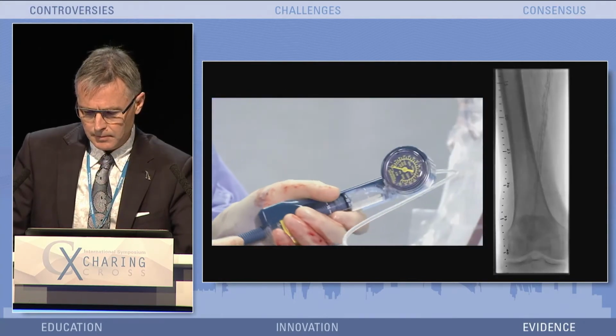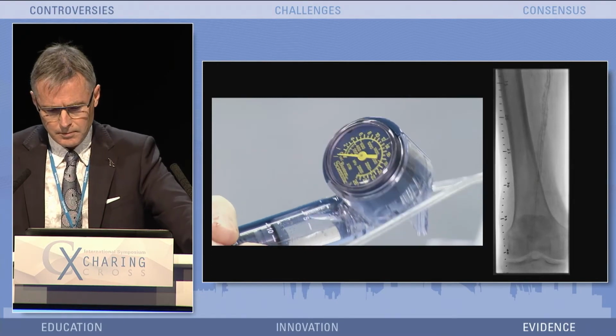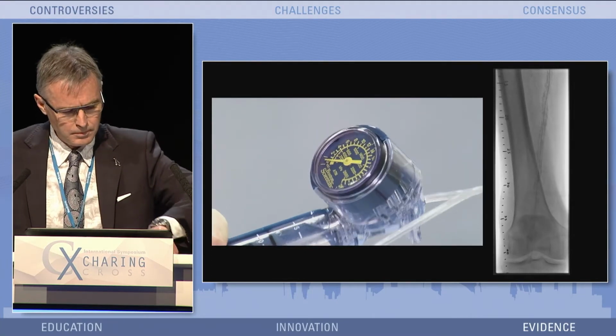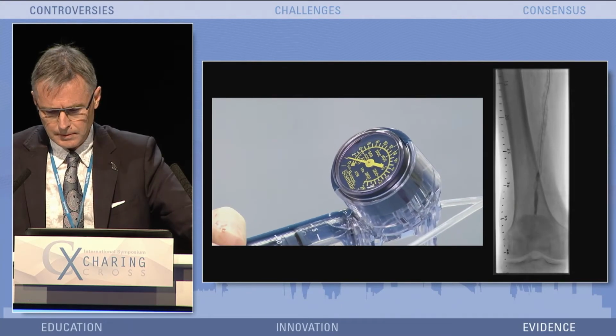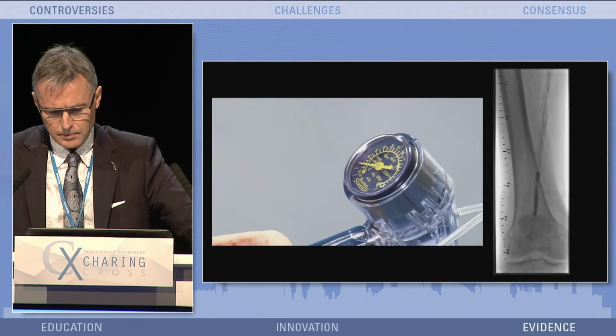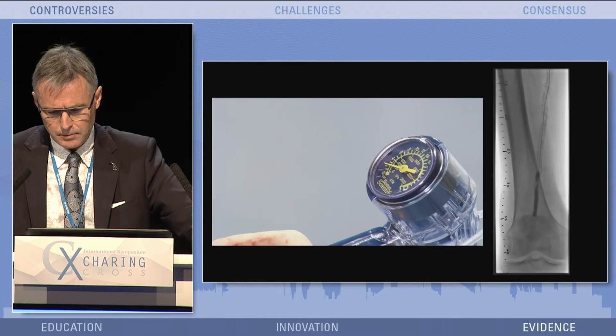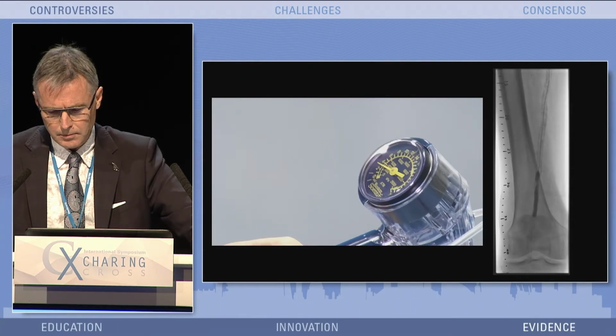Okay, so what we're going to do is just inflate this slowly up to 4 atmospheres. We're really looking to get angioplasty balloon vessel wall apposition. As you can see there, we're demonstrating some stenotic disease, and we're performing some low pressure angioplasty. You can see how resistant that stenosis is.